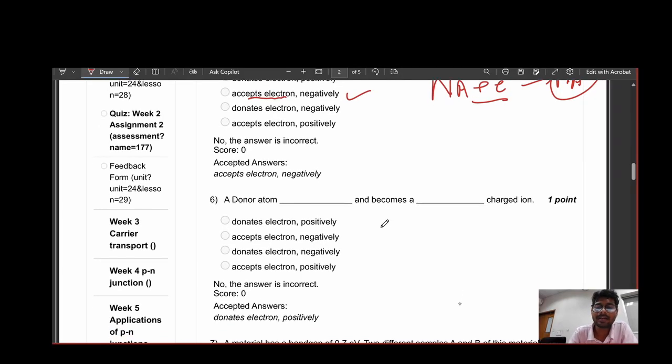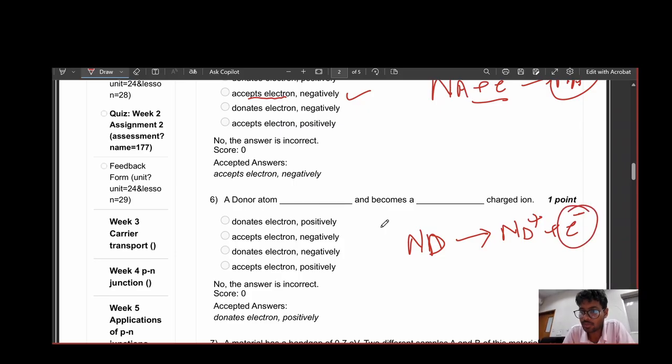A donor atom Nd, whatever a pentavalent atom is, Nd changes into Nd plus and an electron. It donates an electron. It donates an electron and turns into a positively charged ion.